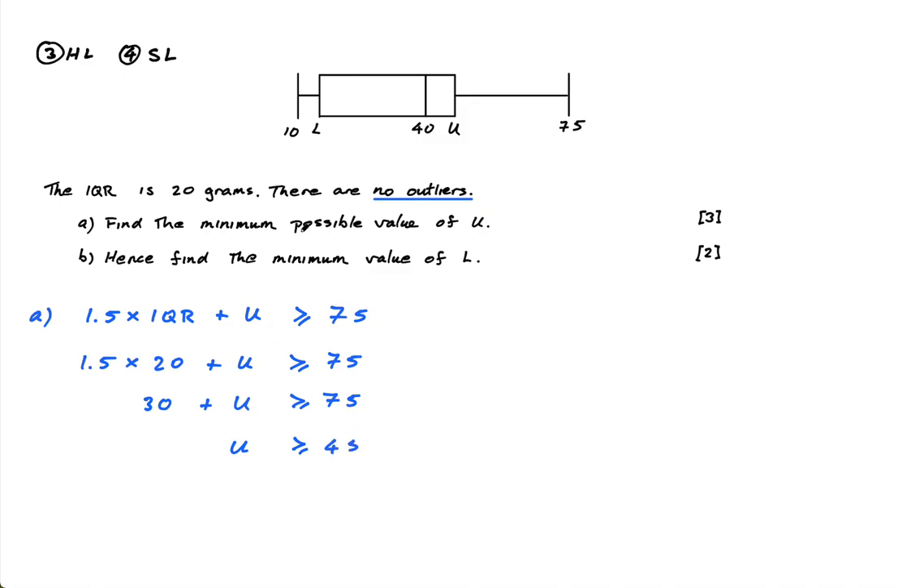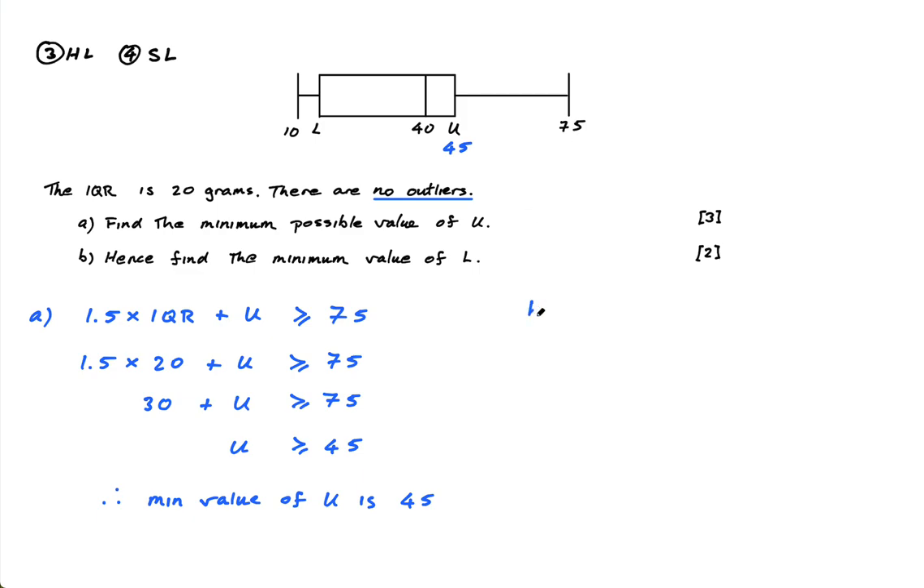Now guys, it says find the minimum possible value of U. So the minimum possible value of U is 45. That's the smallest possible value it could be. Because if you go back now, if that was 45, an outlier is anything that is 1.5 times the interquartile range above 45, which would be 30 above that, or more than that. But 75 is that, so 75 is okay.